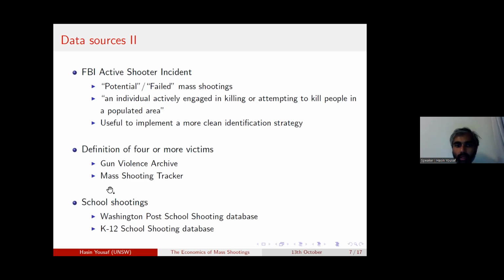Now, there are some other data sources, as I mentioned earlier, that define 4 or more victims instead of deaths. And this is the Gun Violence Archive and Mass Shooting Tracker. And similarly, specifically for school shootings, there are 2 databases that only look at school shootings. Because they look at school shootings, they have much more information on whether students died, whether teachers died, how many students, how many teachers, what were their ages, and so on.